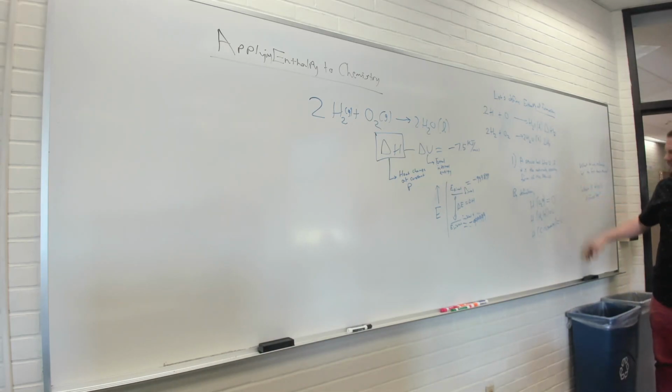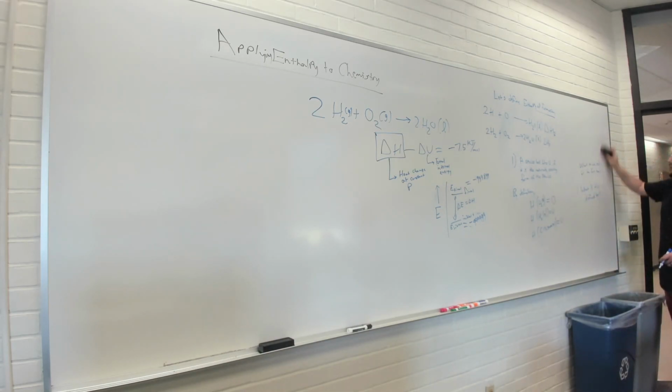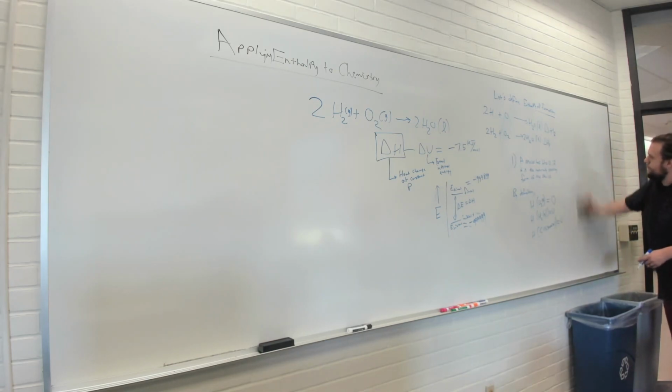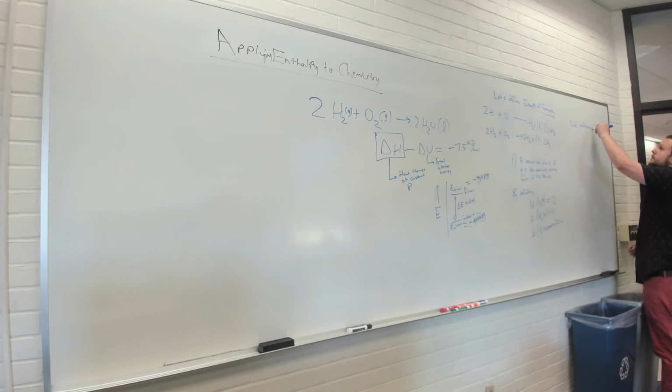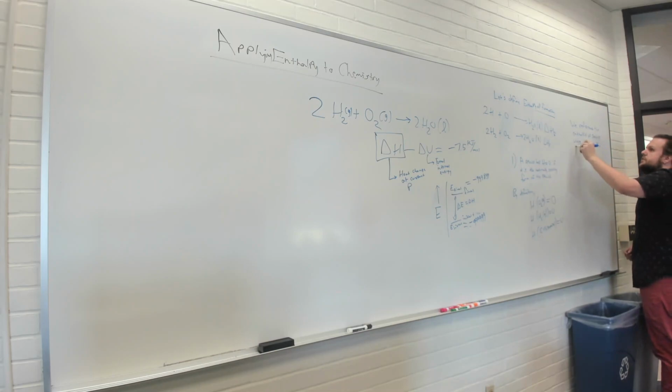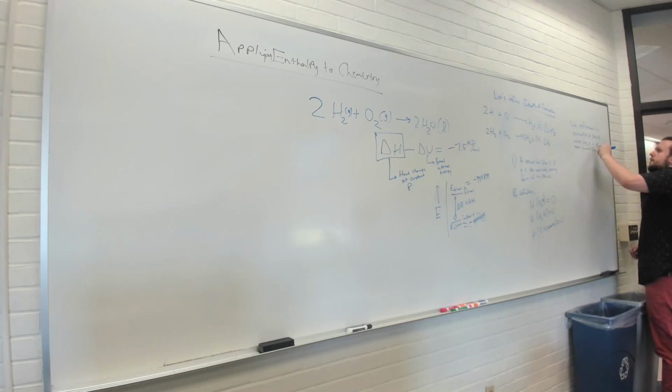So basically the idea is that we want to reference the enthalpy of species where H equals 0 is the most common form of each element.